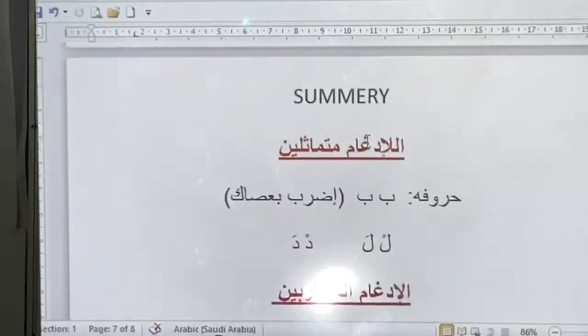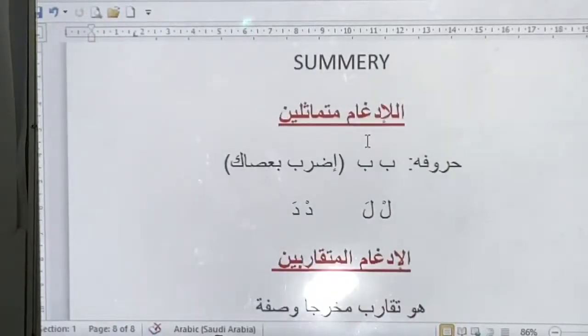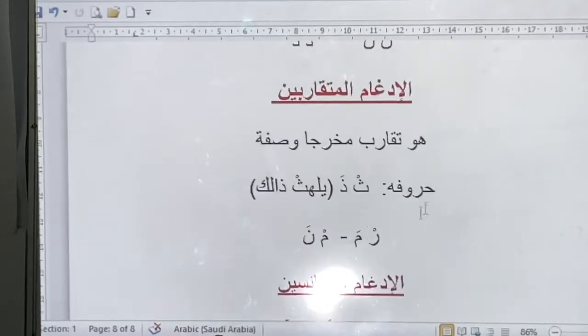So we're going to look at the summary here. I've tried to remove those letters so that we summarize them. Idgham mutamathilain is only all the huruf that look alike. It's not only the ba and ba, and not only the lam and lam. As long as you come across huruf that are similar in the Quran, one is sakin, the other one is mutaharrika, read them like idghaman.